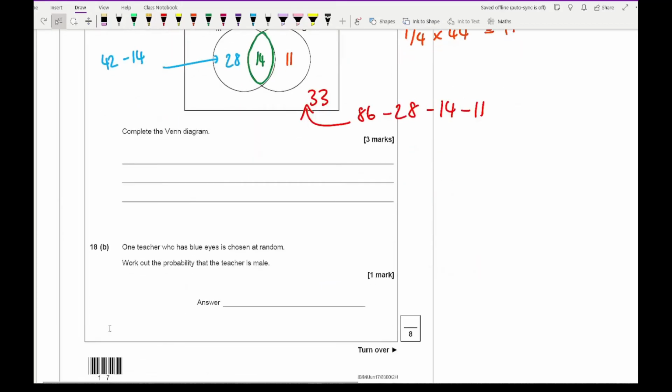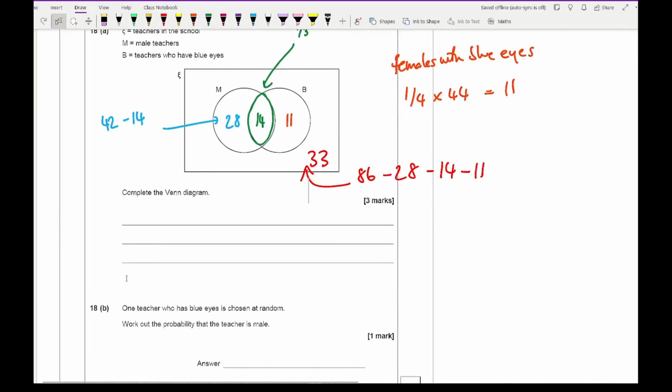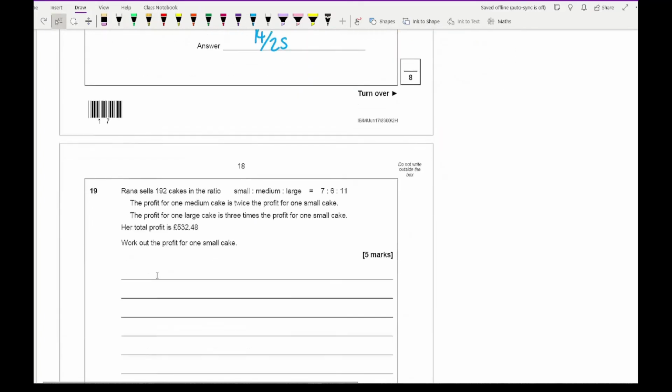Then moving on to question 18b, it says one teacher who has blue eyes is chosen at random. Work out the probability that they are male. So in terms of blue eyes, that's looking at this population here, in which there are a total of 25. Of those that are male, it's going to be 14 of them, so the answer is going to be 14 over 25.